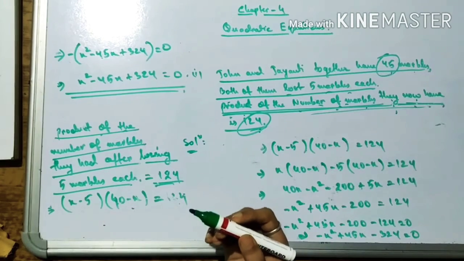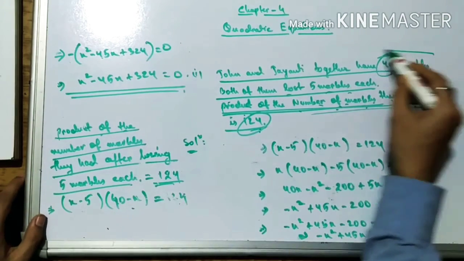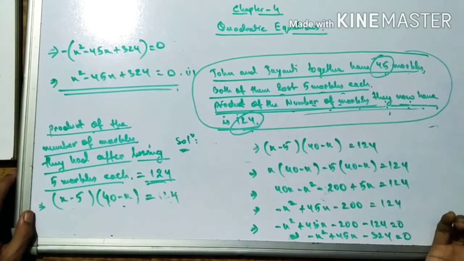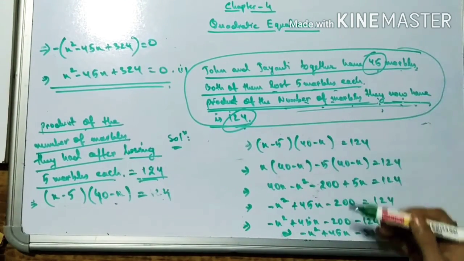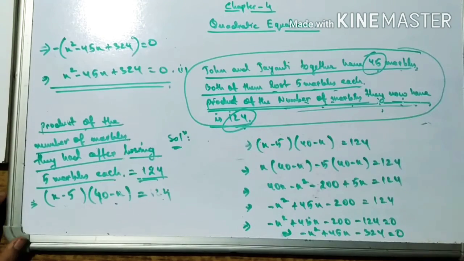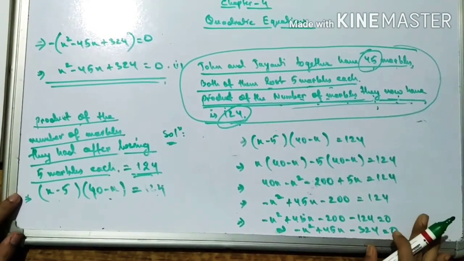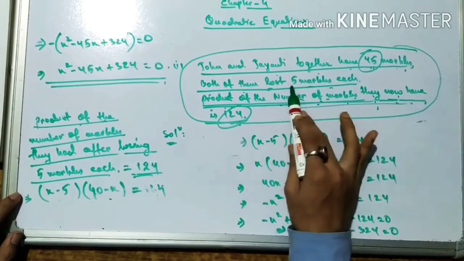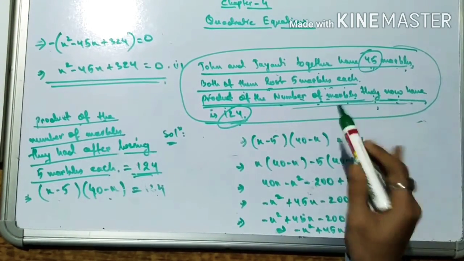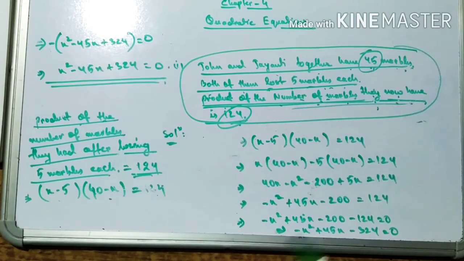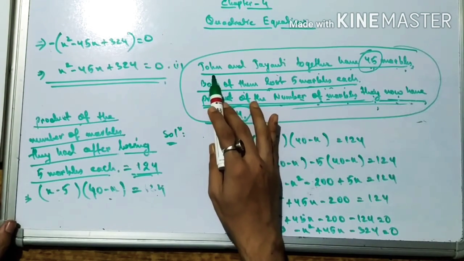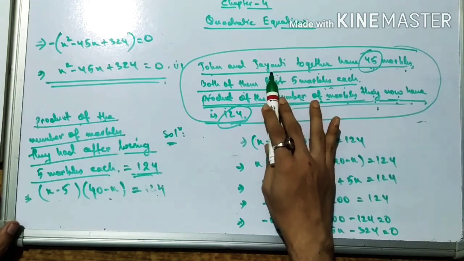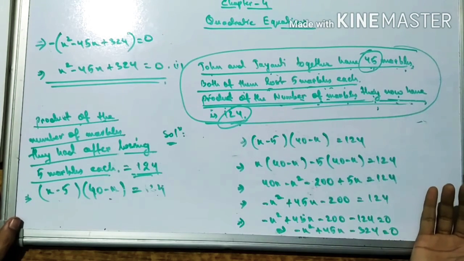Then represent the following situation. This is the situation given here. I have to represent this situation mathematically. So I am explaining everything one more time. John and Jayanti together have 45 marbles. Both of them lost 5 marbles each. First of all, let the number of marbles John had be x, then the number of marbles Jayanti had will be 45 minus x.